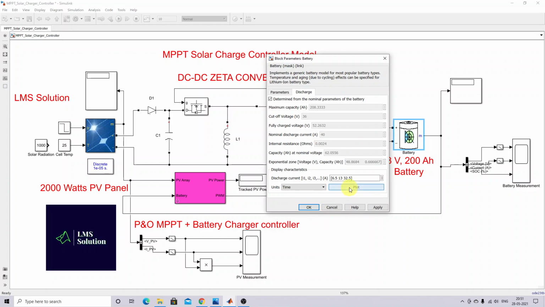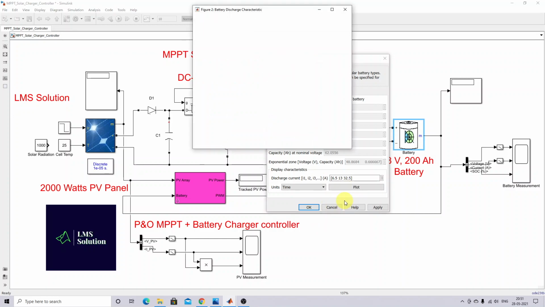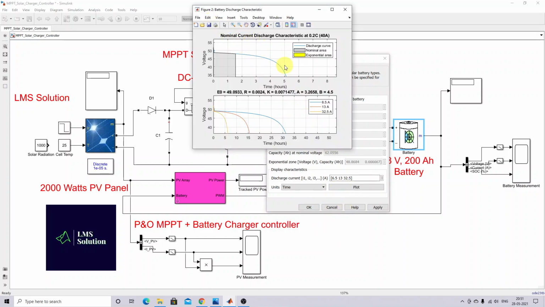And then you can draw the discharge graph for that particular battery. So this is the discharge graph for that battery. Okay, so here you can see that if you use different kinds of load, if you are connecting the battery with a 6.5 amps load, right? It will take 30 hours to fully discharge, right?